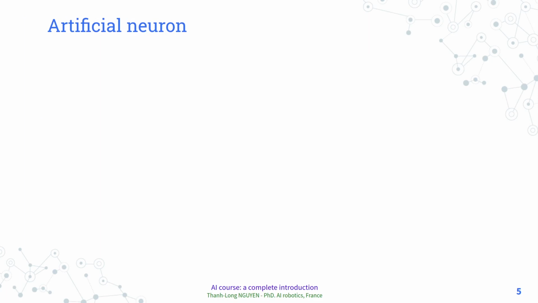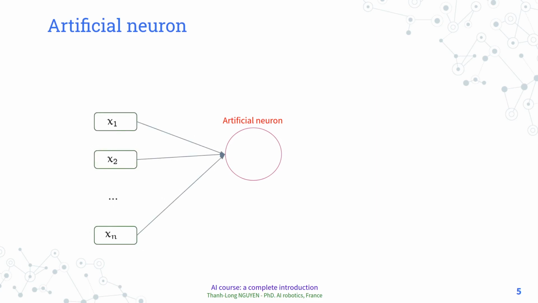Inspired by the biological neuron, we would like to design the artificial neuron as follows. First, we have the neuron at the middle. On one side, we have the inputs called x1, x2 up to xn. So we have n inputs for the neuron. However, we want to add another input, x0, which is always equal to 1.